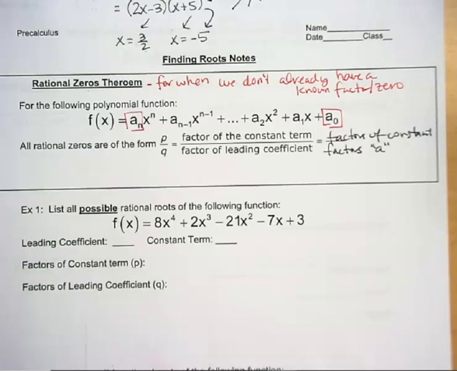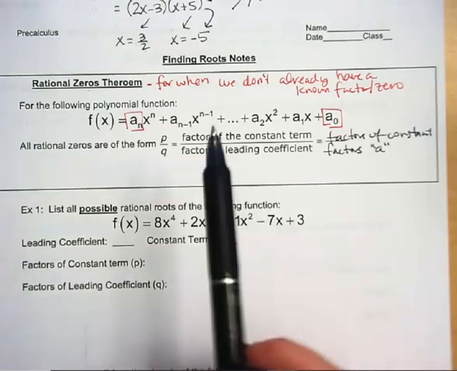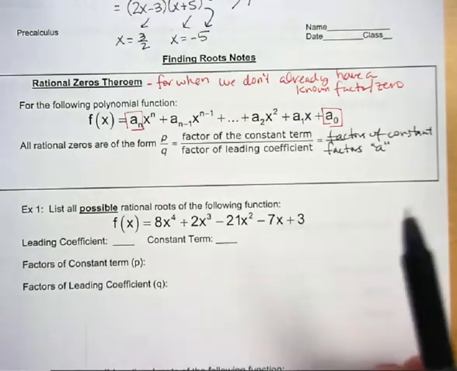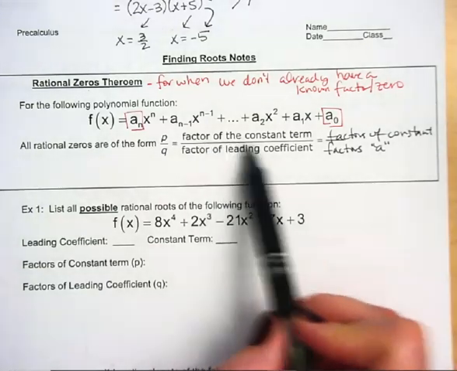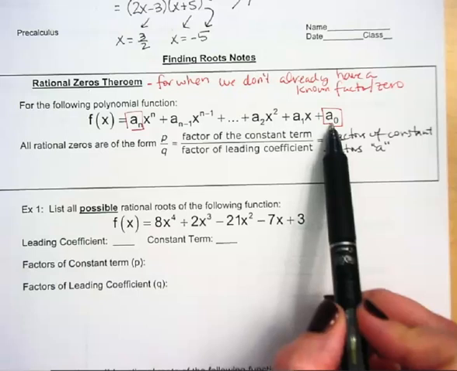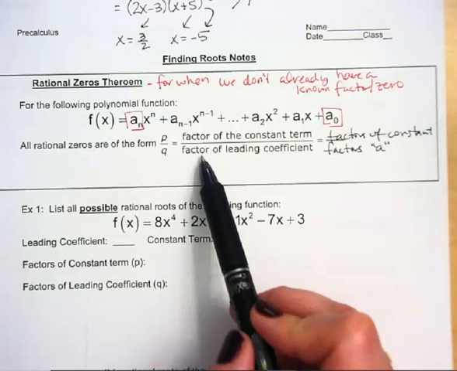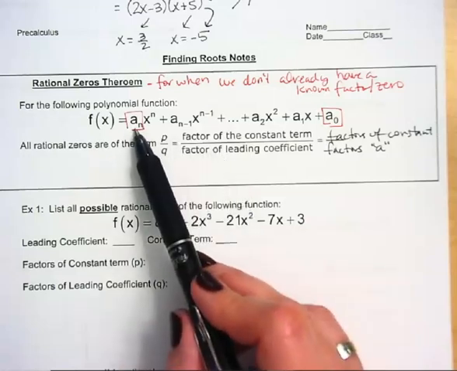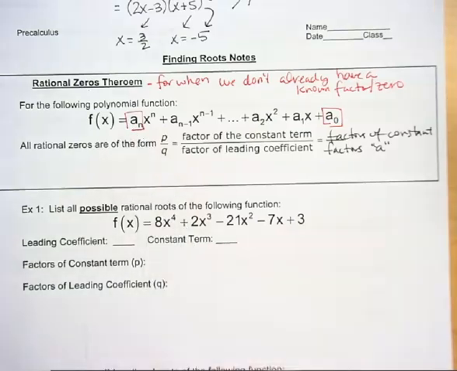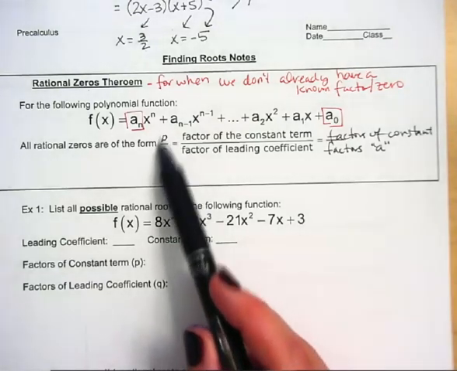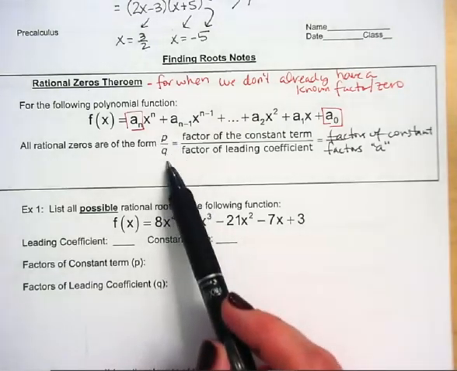So the way we begin is we take the factors of the constant term, which is always the last term when you're in standard form, and the factors of the leading coefficient, which is always the first coefficient when you're in standard form. We find the factors of each of those numbers and we create all the possible fractions we can out of those two sets of numbers. So here's how that would look.